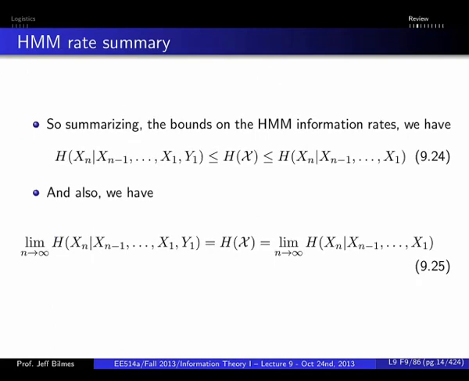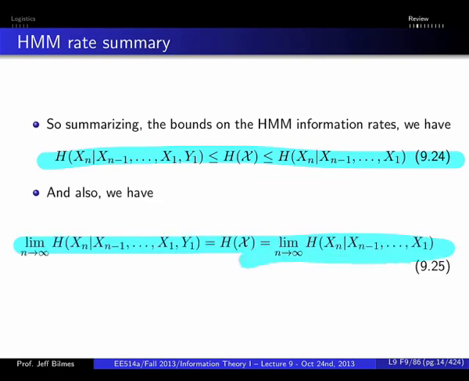And then from that, we are able to derive upper and lower bounds on the entropy rate of a hidden Markov model, and also show that in the limit, these are sandwich limits that are increasingly flattened. They're a flattening sandwich. So at some point, the sandwich becomes a pancake.